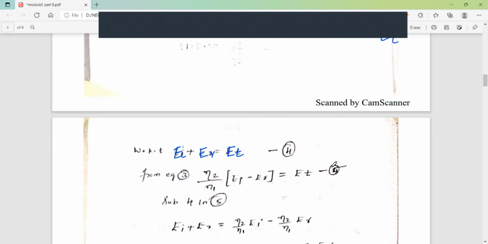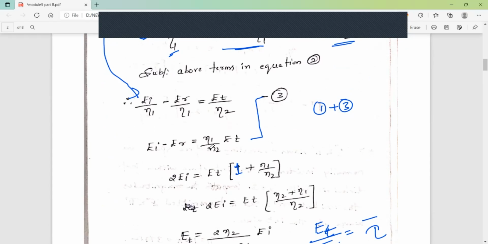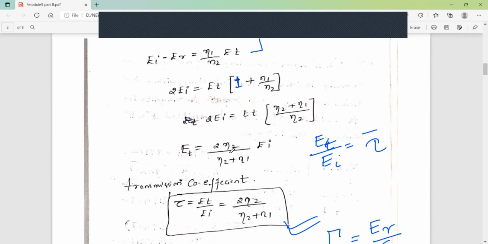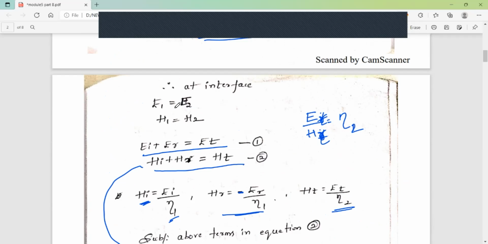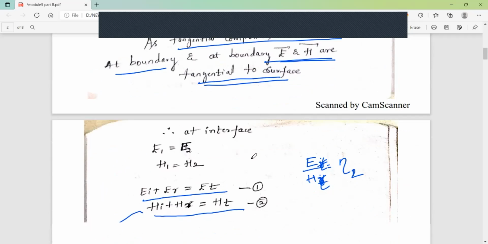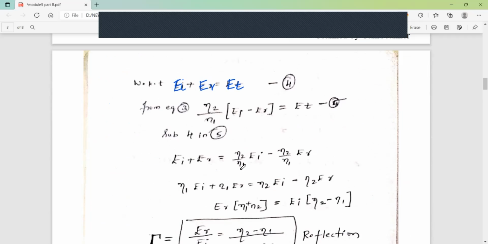Now also from equation number 3, what we have is EI minus ER equal to eta 1 by eta 2 ET. So that expression also I am writing over here. This is a little bit blurry, so any confusion, you can let me know. Equation number 3 is this one, EI minus ER equal to eta 1 by eta 2 ET, so that we have written over here, with eta 2 by eta 1 kept on this side.